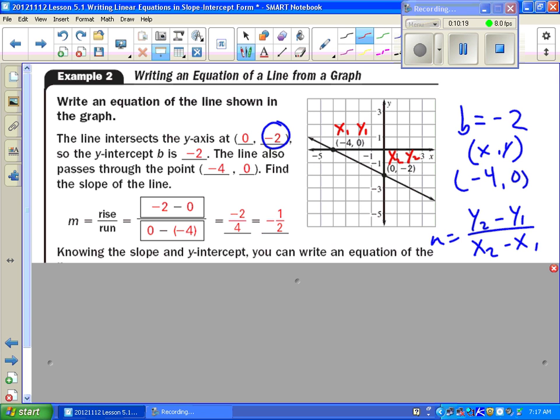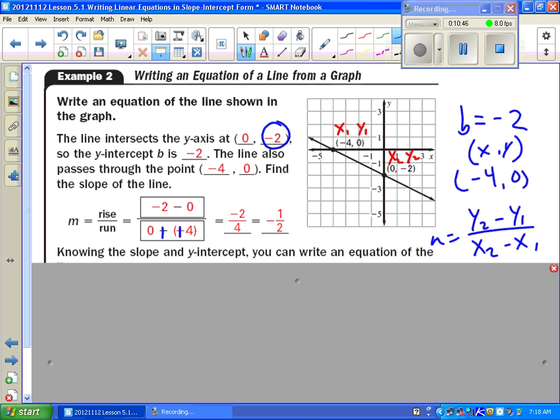Negative 2 minus 0 on top, over 0 minus a negative 4. Remember, anytime you have minus a negative, it means plus a positive. So negative 2 minus 0, or anything minus or plus 0, is just going to be whatever it is. So negative 2. And 0 plus 4 is 4. Negative 2 divided by 4, 2 goes into both of them. It goes into negative 2 negative 1 time, and into 4 2 times. So m's value is negative 1 over 2.